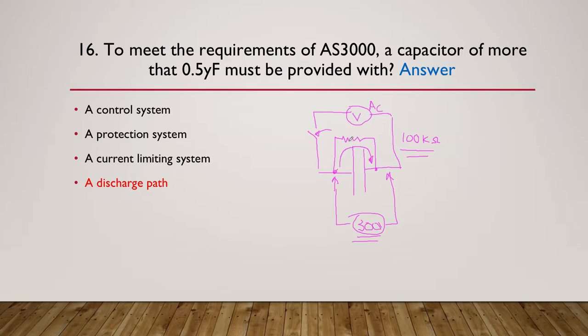So whenever you see large capacitors in industrial applications, you'll quite often see a resistor connected across it because you've got to provide a discharge path.